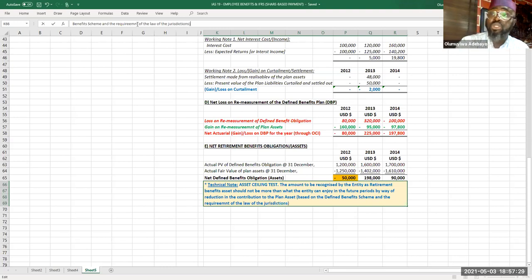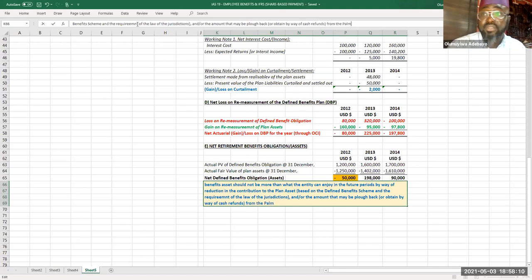Because some jurisdictions give you a minimum amount you must contribute any year, regardless of whatever you call your actuarial valuation or portfolio valuation or anything. Okay, one, and or the amount that may be clawed back or obtained by way of cash refunds from the plan assets.